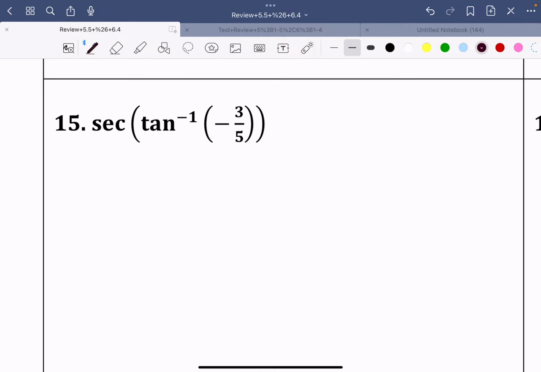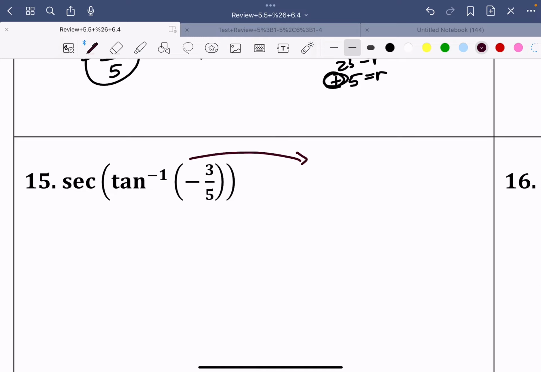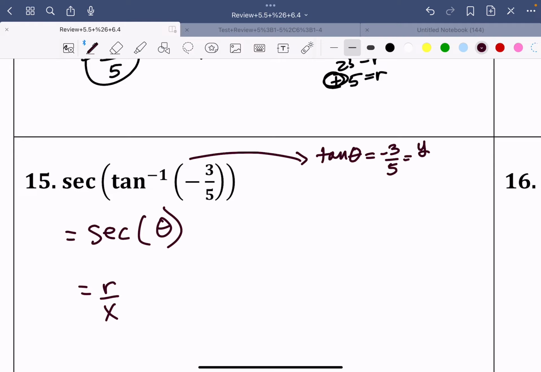Next, tangent inverse of some stuff. So I do tangent inverse. This is just going to tell you about an angle, and then I'm going to take the secant of that angle. But I know that secant is related to cosine, so instead of x over r, it's going to be r over x. So the tangent of some mystery theta is negative 3/5, but that's y over x, right?